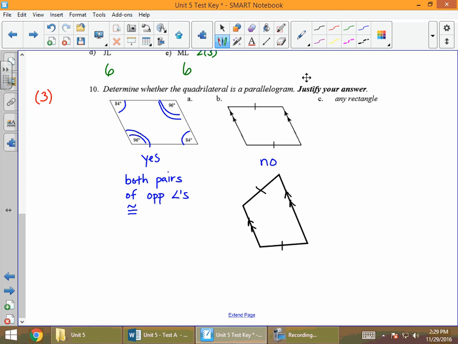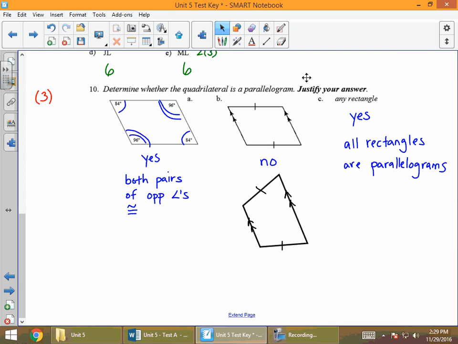And then rectangle is a yes, because all rectangles are parallelograms. Just like all squares are parallelograms, all rhombi are parallelograms, all rectangles are parallelograms. It does it for page 2.